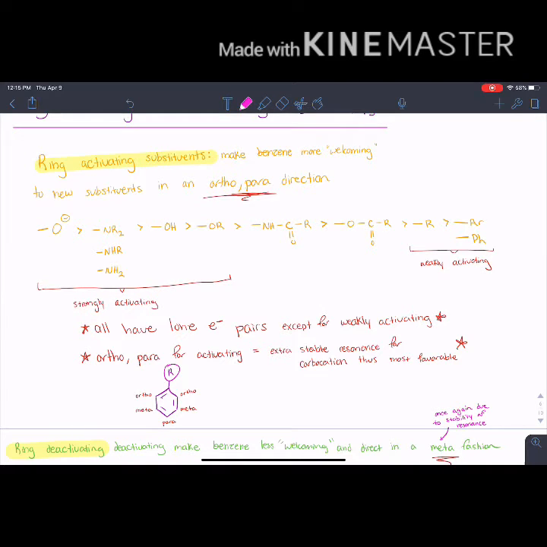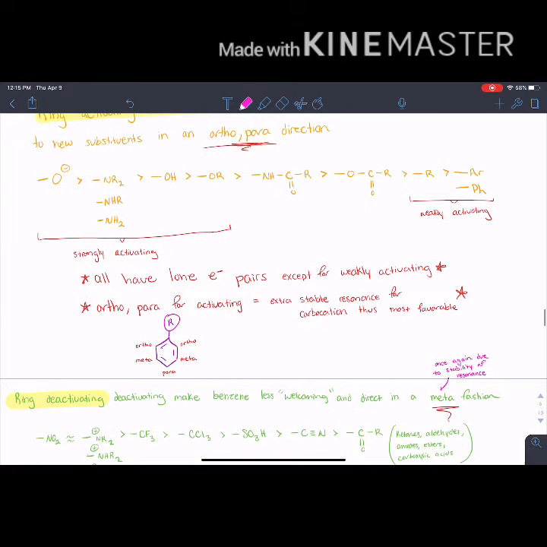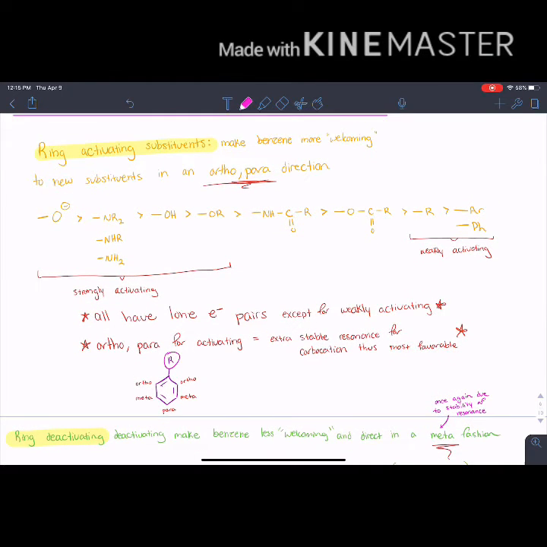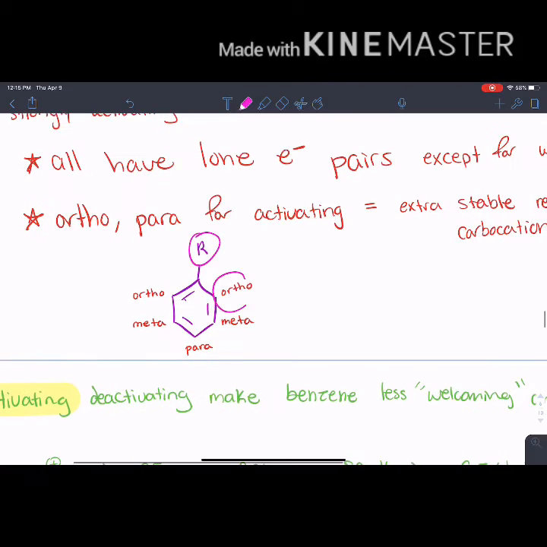directed substitution. So ring activating makes it more reactive, and the new substituents are added in an ortho-para fashion. So they're either placed on the ortho carbon or the para, which is directly opposite, whereas ortho is right next to it.